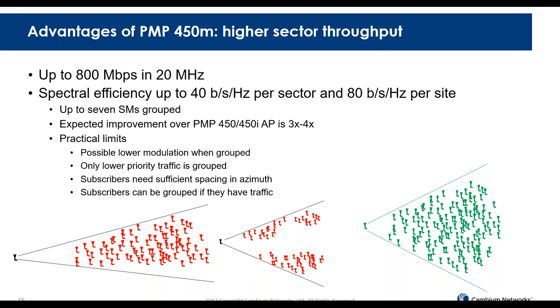But once you start having a lot of traffic, now the queues become more full and you have more opportunities to group. That's when the MU MIMO functionality kicks in, and when the 450M access point will show the benefits of the higher throughput.